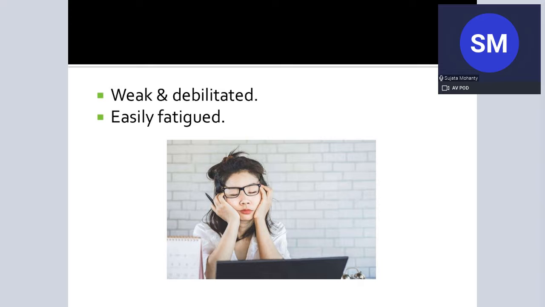Okay. Then weak and debilitated and easily fatigued. Psoric patients are easily fatigued both mentally and physically. And profound prostration follows, with desire to lie down. So that's why they dread any kind of exhaustion, be it mental or physical. They are easily fatigued.